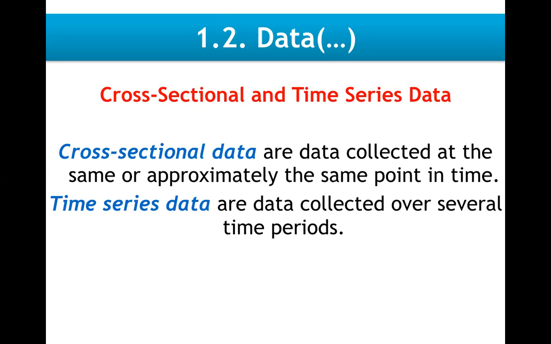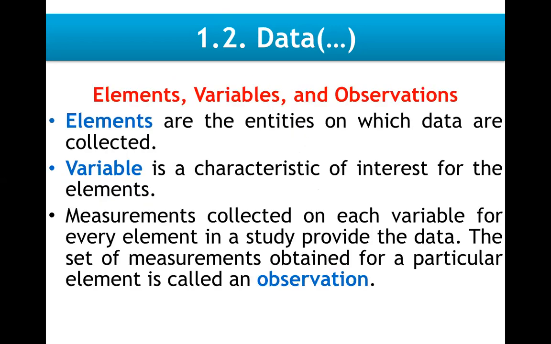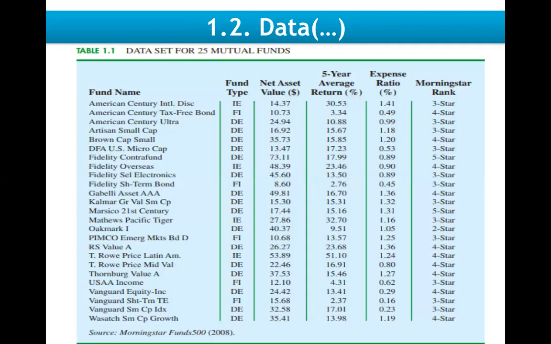The data, for instance, in table 1.1 are cross-sectional because they describe the 5 variables for the 25 mutual funds at the same point in time, right? Remember, at the same point in time. And the time series, once again, are data collected over several periods of time.